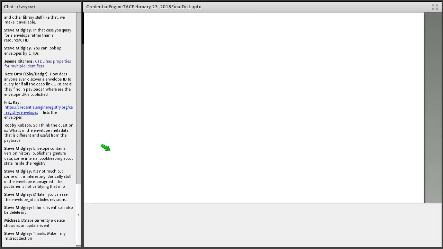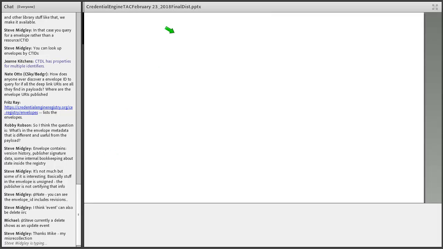And every CTID has its own set of envelopes. So if you publish a resource that has a different CTID, you're going to create a whole new revision history, and it will be up to the fields in the payload to reference which resource or which CTID was being replaced by the new one. And again, we'll go into a bit more detail on that.